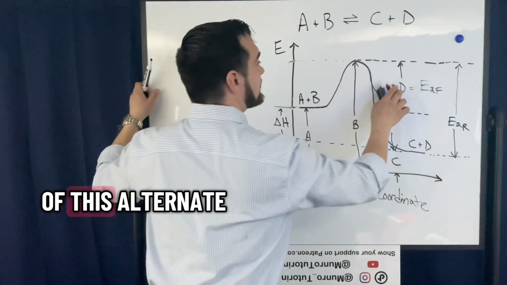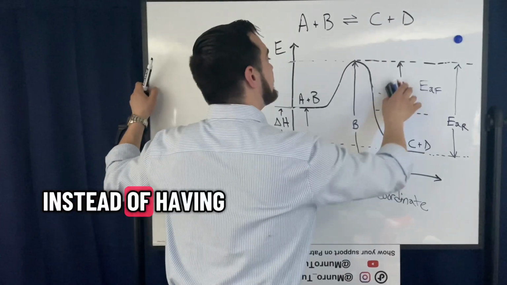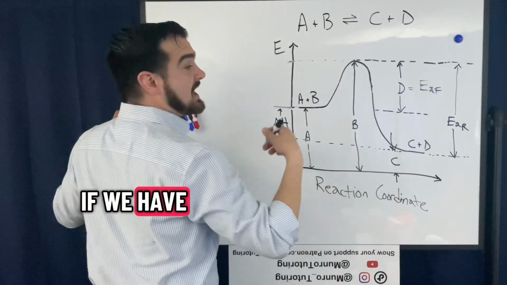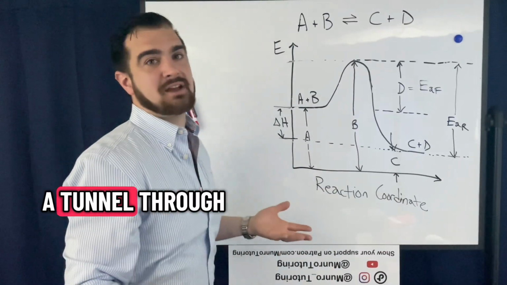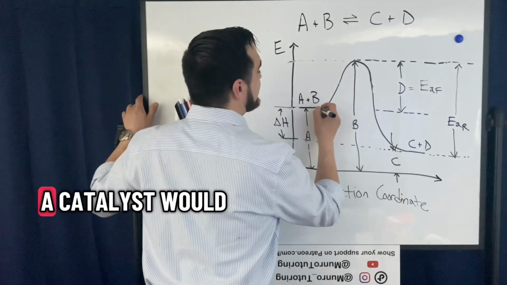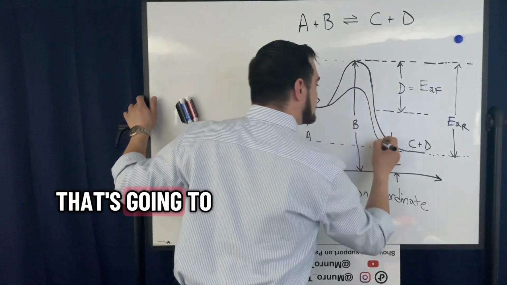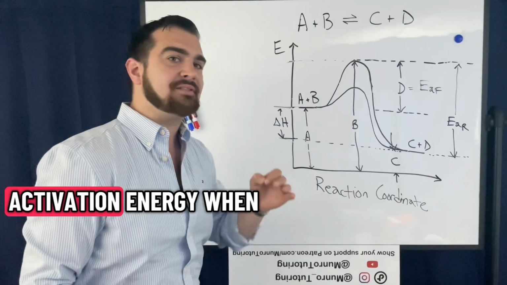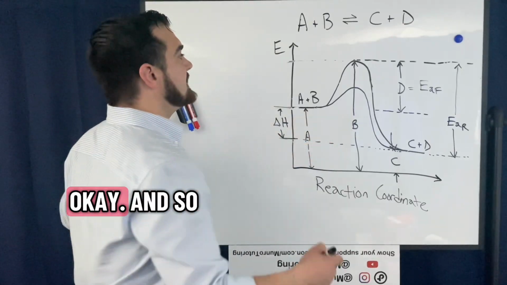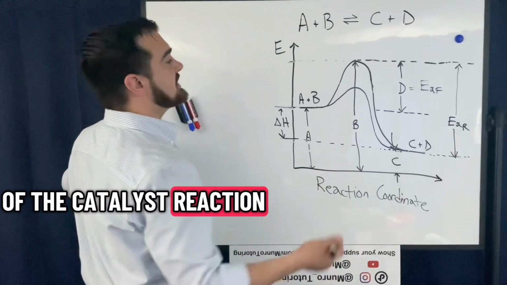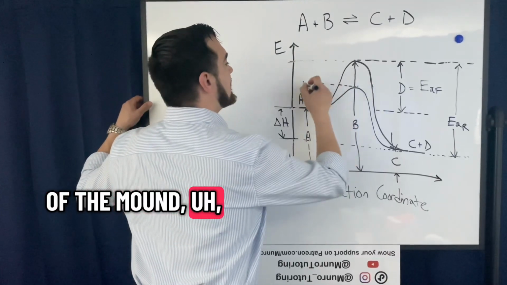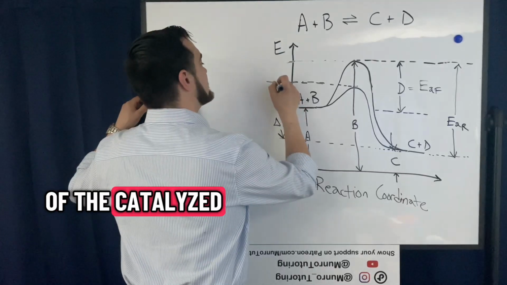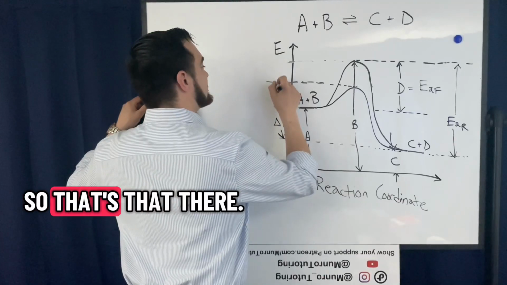And let me just get rid of this alternate one over here. Instead of having to roll it up that high, and it's going to take us more time to get it up there, we have to add more energy to get it up there. If we have a catalyst, it's like basically digging a tunnel through the mountain or through the hill here. And so now a catalyst would provide an alternate pathway that's going to start and end up in the same location, but it will be a lower amount. So we're going to have a lower activation energy when we have a catalyst provided, okay? And so now the activation energy of the catalyzed reaction is going to be from the top of the mound to wherever our starting materials are. So this would be the activation energy of the catalyzed forward reaction. And so that's that there.